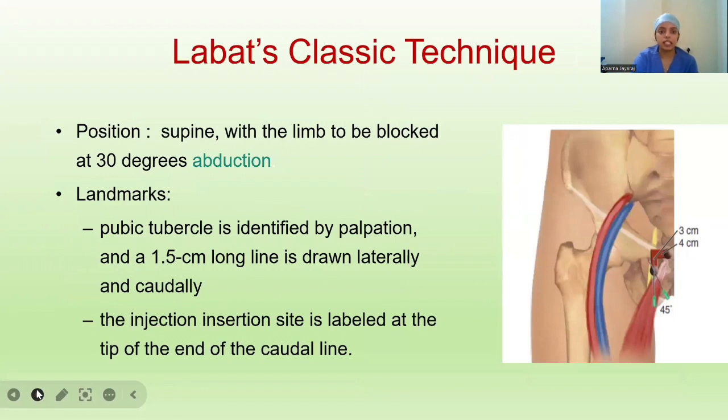So for the classic Labat technique, the patient is positioned supine with the limb to be blocked at 30-degree abduction. The pubic tubercle is palpated, and then a 1.5 centimeter line is drawn laterally and downwards. And the injection site is marked at the end of the caudal line.